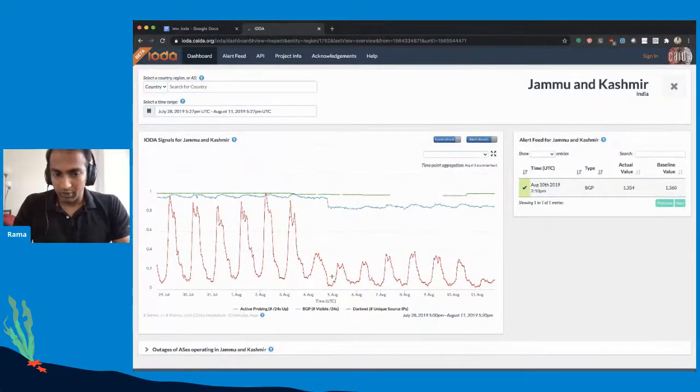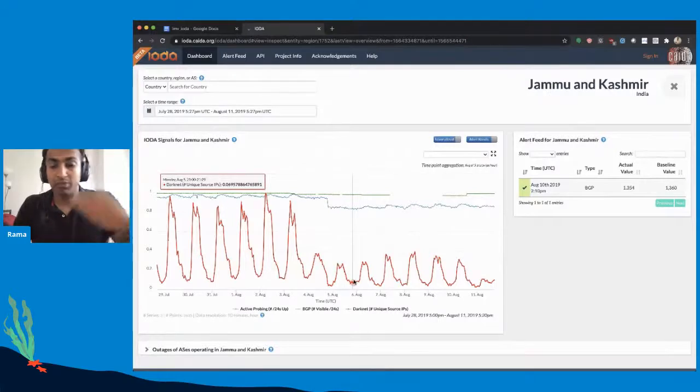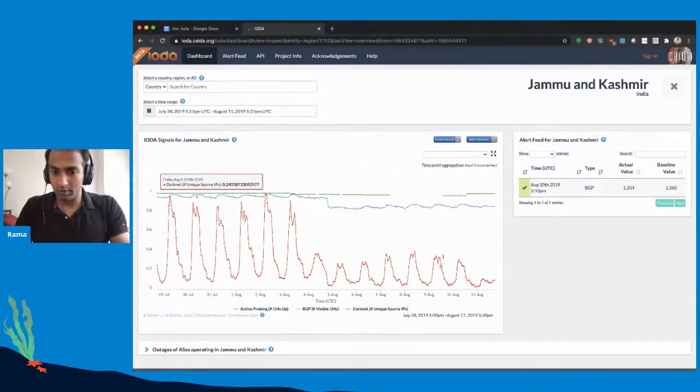Well, it's possible that the shutdown did not affect every single machine in the region, but that maybe there were still some perhaps government machines which continued to be able to send traffic, resulting in these signals not dropping all the way to 0.